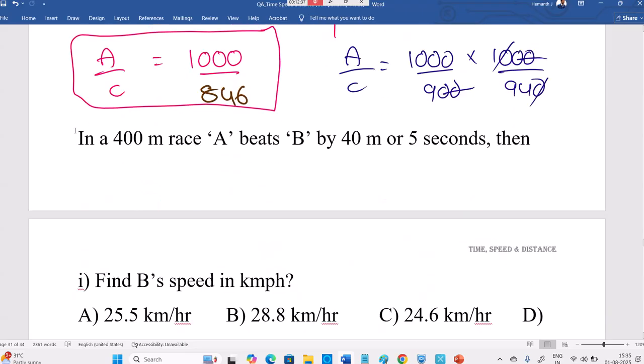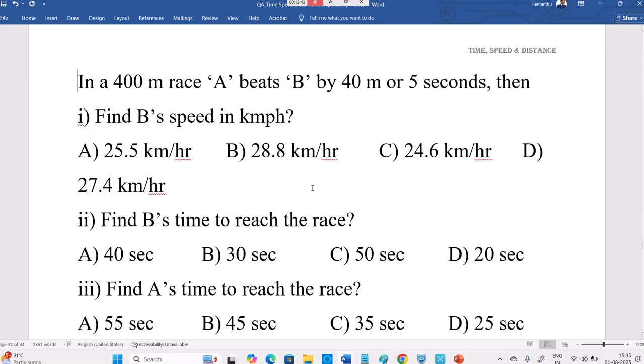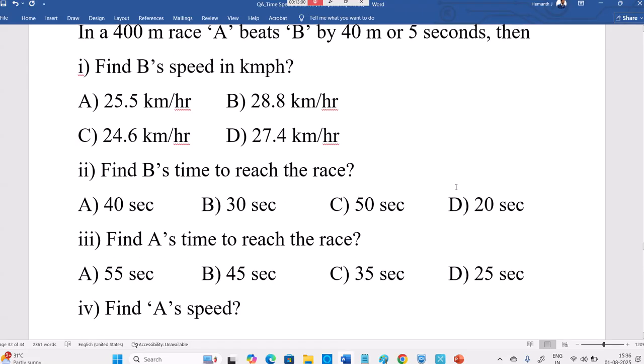This is again basic. Now this is what is important here. Listen, for the same question, I'm giving only one statement. In a 400-meter race, A beats B by 40 meters or 5 seconds. Now, there are plenty of questions we are asking. Find B's speed. Find B's time to complete the race. What is the time taken by A to complete the race? What is A's speed?